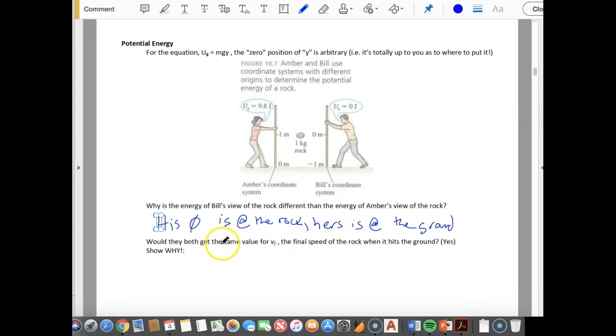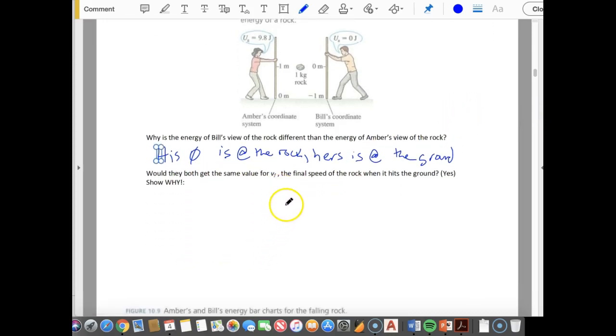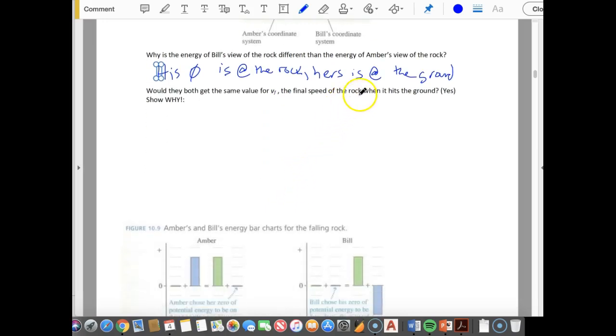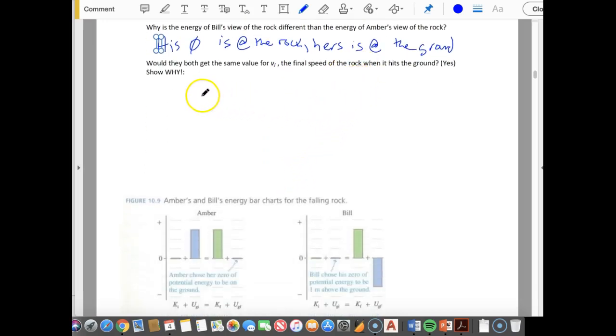It asks, would they both get the same value for the final velocity, or the final speed, of the rock when it hits the ground? The answer to this is yes. Let's go ahead and take a look and see why.